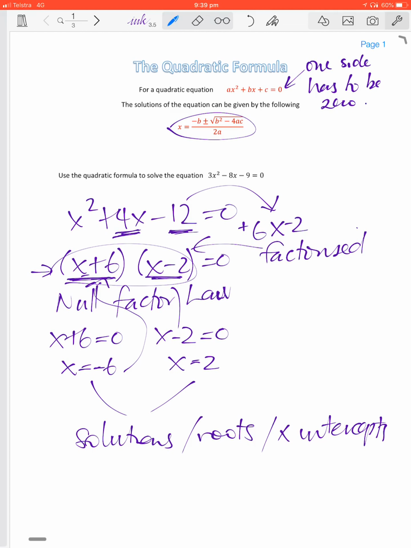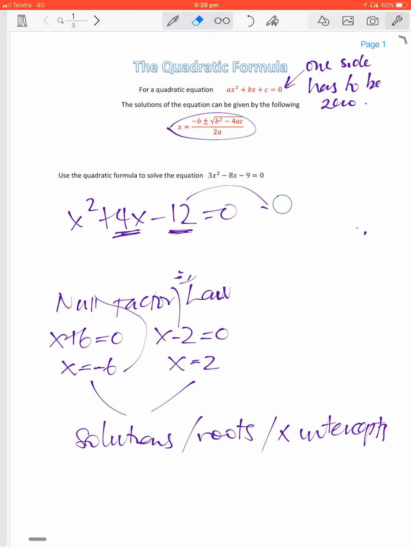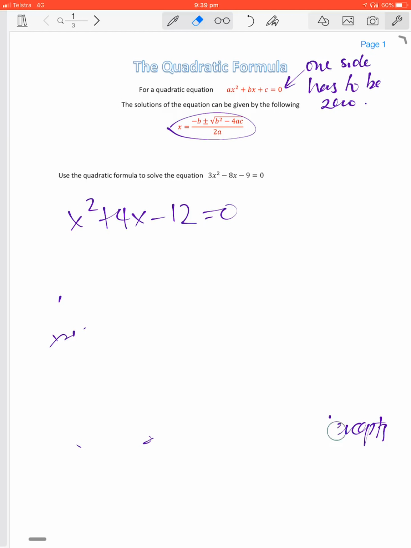Okay, now why did I show you that? Because, don't forget you can always rewind if you want to see something again. Because to solve this, instead of just factorizing, something that will always work if it's going to possibly factorize is using the quadratic formula.